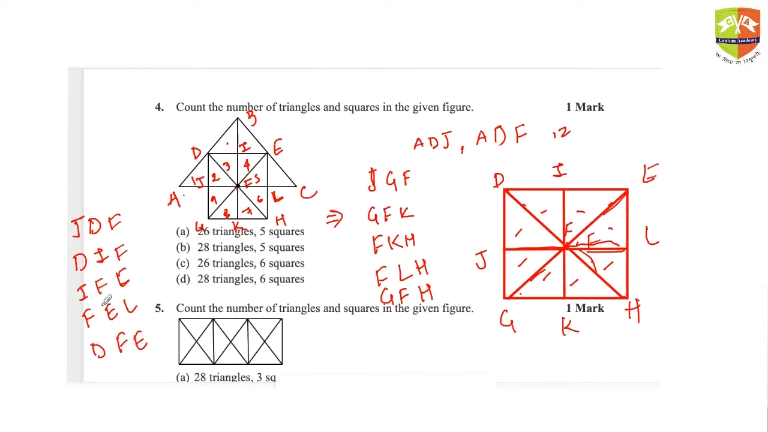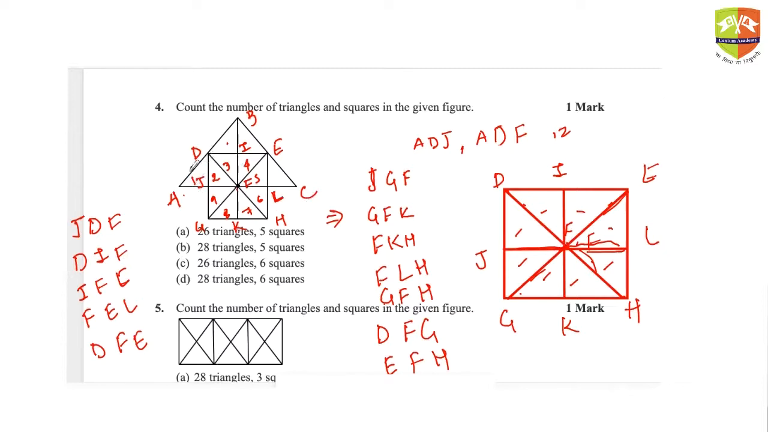So 5 here, 5 here, 10. Then I have this triangle. So this triangle, I am writing here DFG. Then I have this triangle, which is EFH. So how many triangles here? I have 12 triangles here. And is there any other triangle which I am missing out?